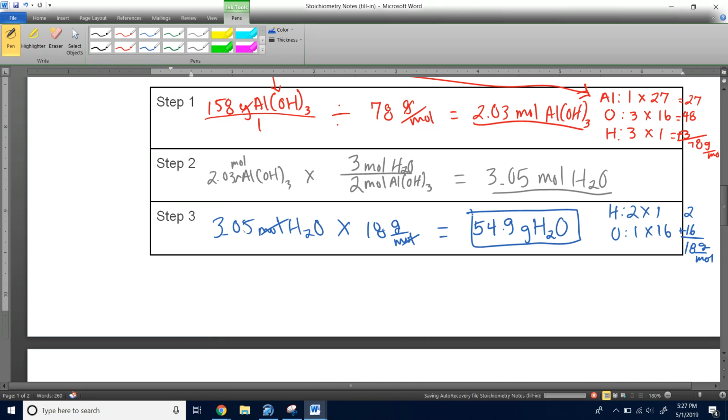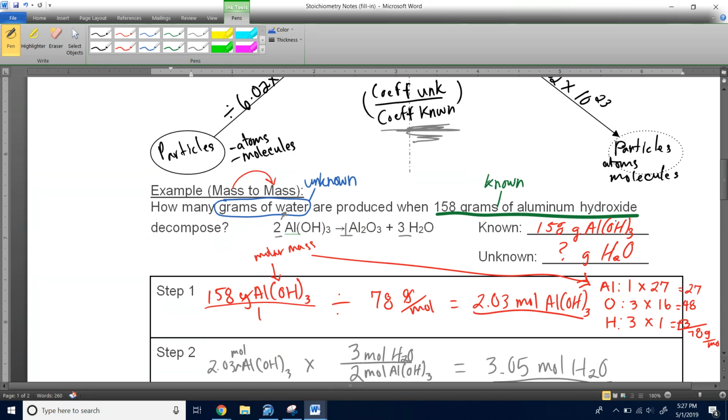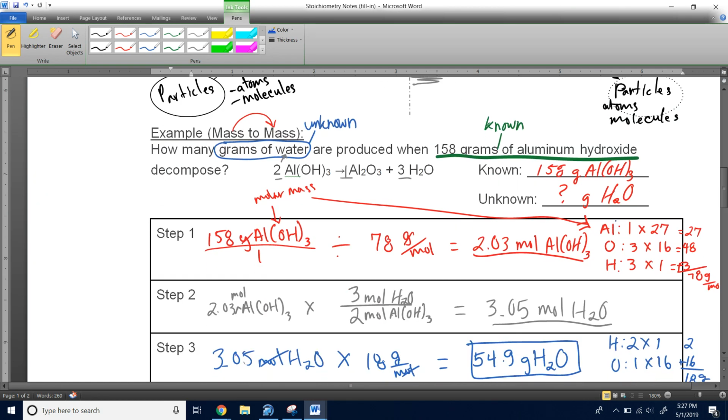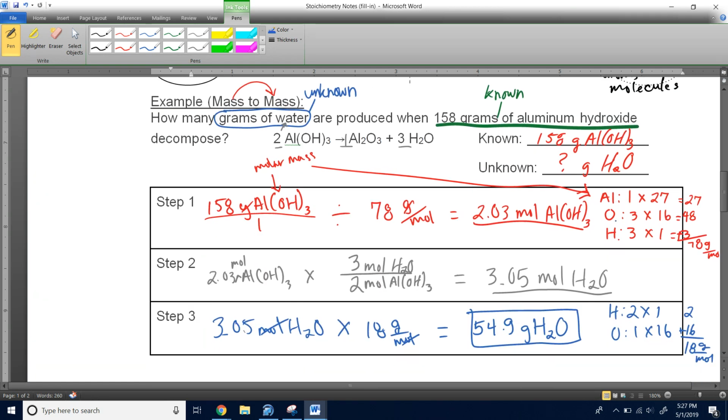Okay, we found the unknown quantity that we were looking for. Okay, and we got to check again. What were we looking for? We were looking for grams of water. Is that what we got in our final units? That is indeed what we got in our final units, grams of water.